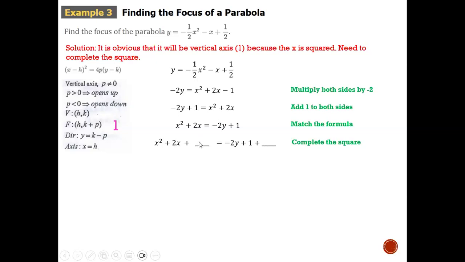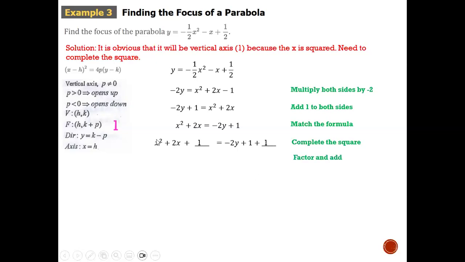So the way we do that, what number do we add? We take half of this middle term, half of 2, which is 1, and then you square it, and that determines the number you add right here. So half of 2 is 1, squared is 1, but you always have to do the same to both sides. So if I added 1 there, I add 1 here.